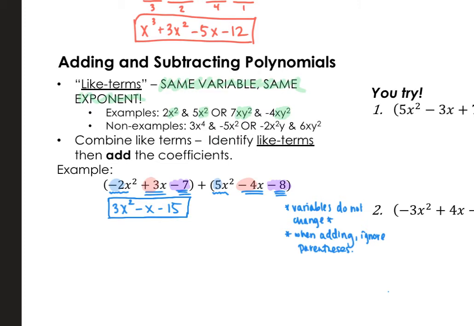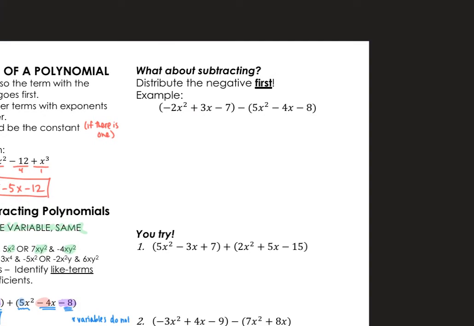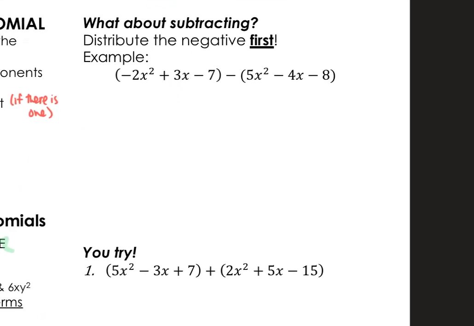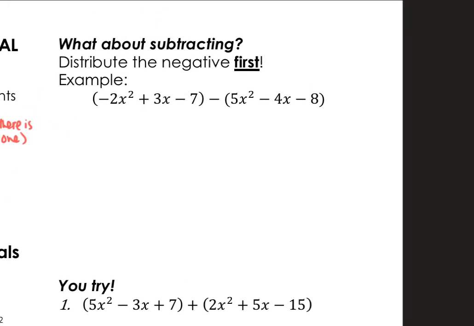So remember that this 3x squared is coming from the negative 2x squared plus the 5x squared. The negative x is coming from the 3x plus the negative 4x. And this negative 15 is coming from the negative 7 plus the negative 8. All right, so now what about subtracting? So in order to subtract polynomials, what you're going to do is you're going to distribute the negative first. So we're going to take this parentheses and distribute it to every term on the inside.